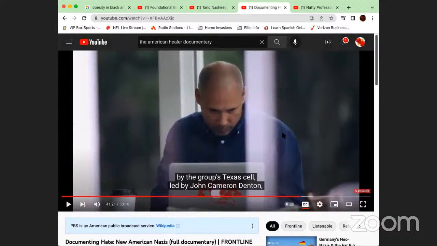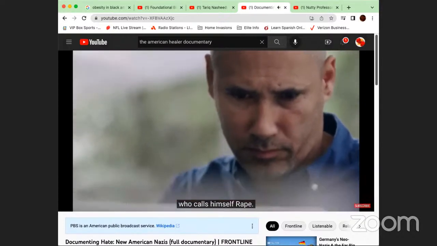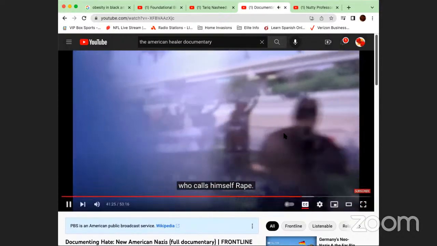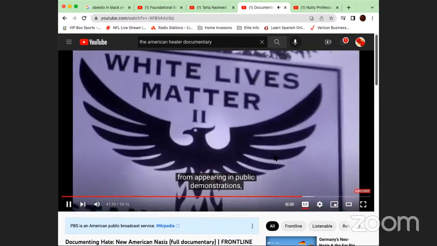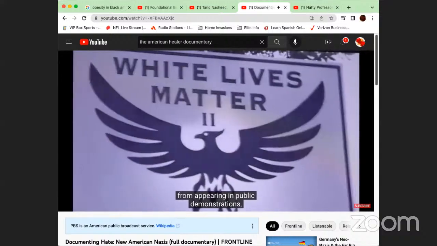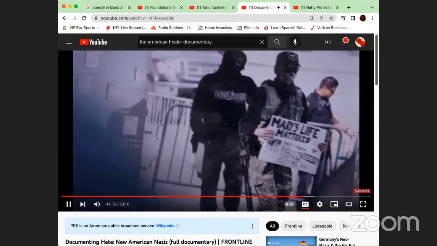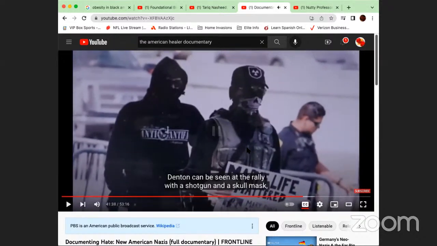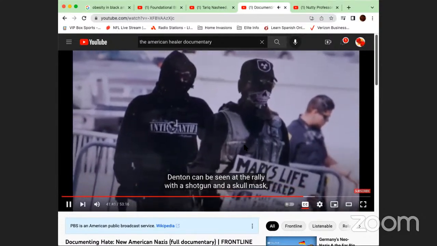You're not looked at as a conspiracy theorist, an alarmist, all these fun words, pseudo. Led by John Cameron Denton, who calls himself Rape. In 2017, Atomwaffen began barring its members from appearing in public demonstrations, but I find pictures from an earlier anti-immigrant protest. That's them right there, still showing up. Denton can be seen at the rally with a shotgun and a skull mask.